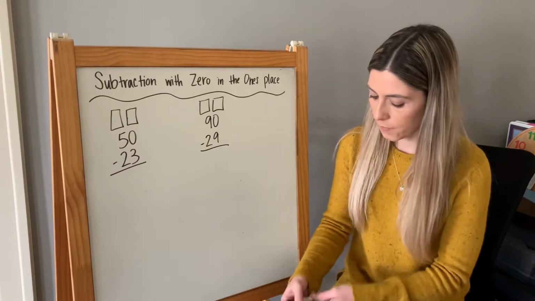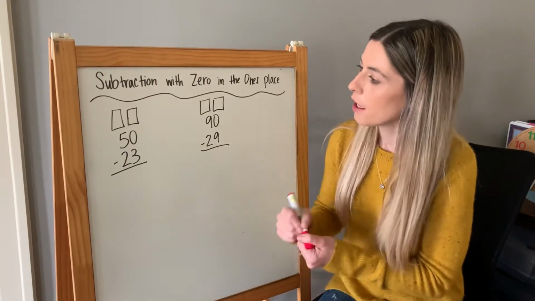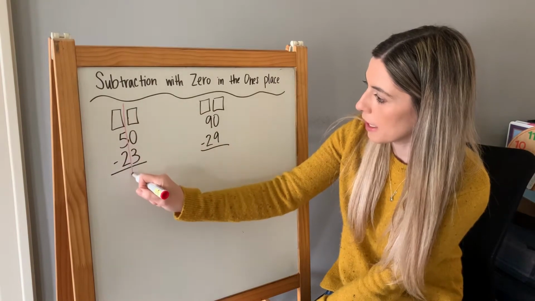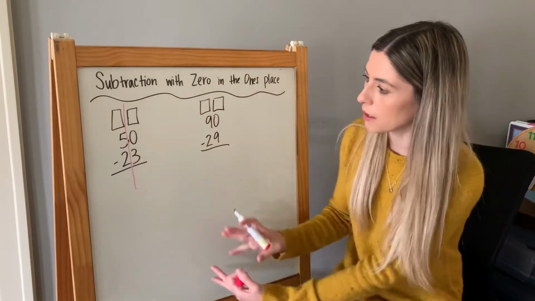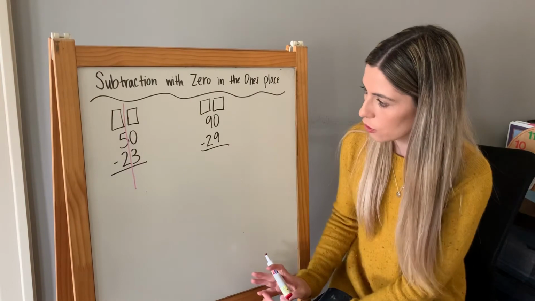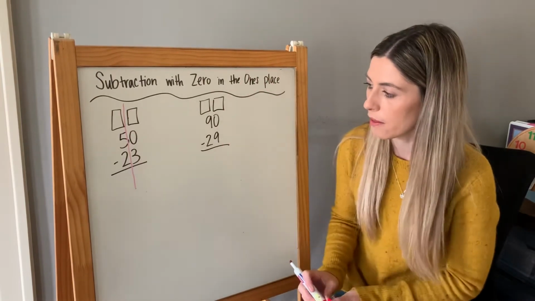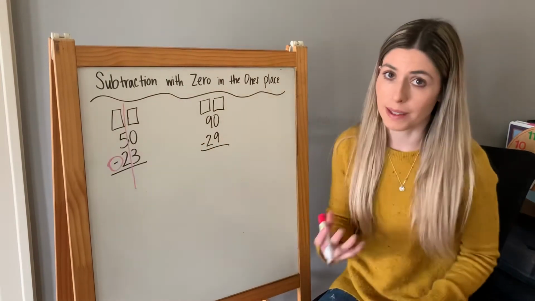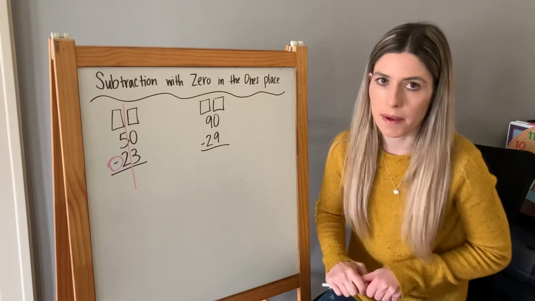Now, the first thing I do is I take my highlighter and I draw my line to keep my place values together. I want my ones place to always stay together in that straight column and my tens place to stay together in that straight column. And then I circle this sign. I need to remember I'm doing subtraction. I don't want to add in the middle of my problem.